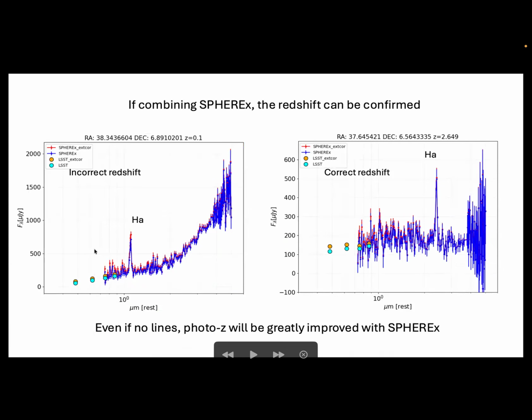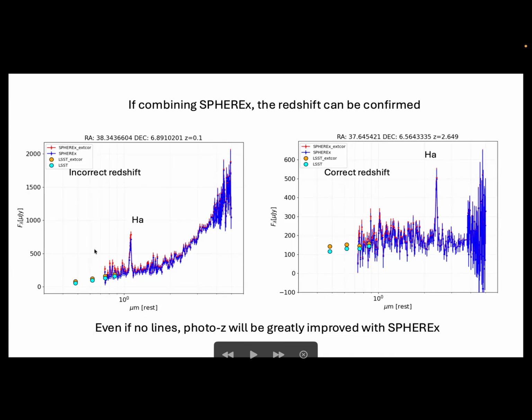So these are several typical examples. If you have line emission, you can confirm the redshift very easily. The left-hand side is an example of an incorrect redshift. I mean, these catalogs have the photo-z or the spec-z, but not everything has a spec-z. But if you use the LSST photometry and add the SPHEREx spectrum, you clearly see the H-alpha. You can see that this is not a quasar at redshift 0.1. This is much higher than that.